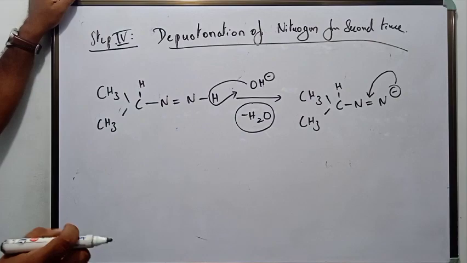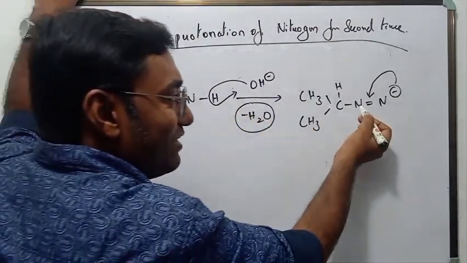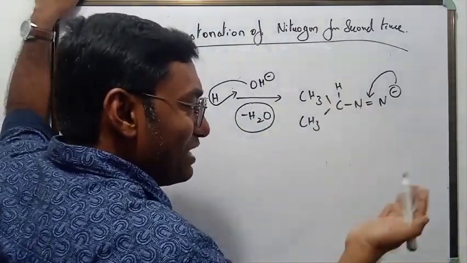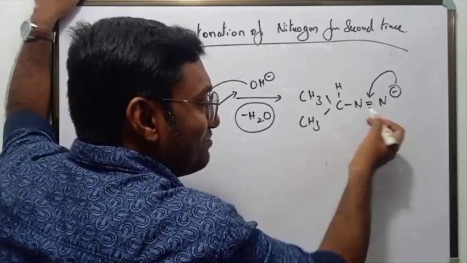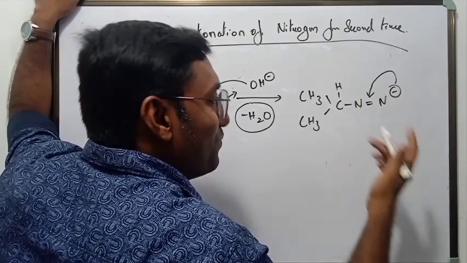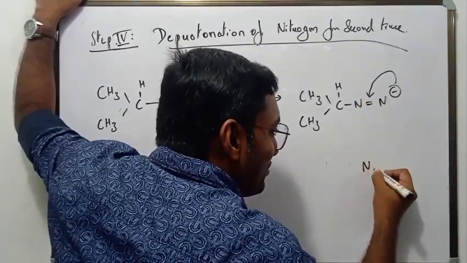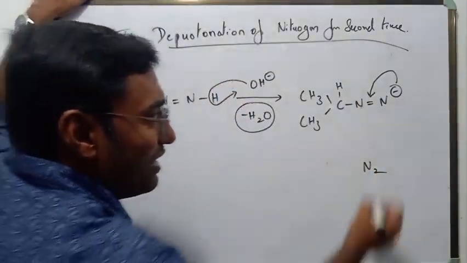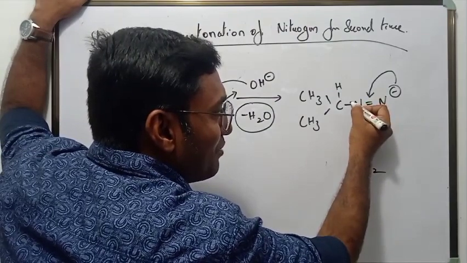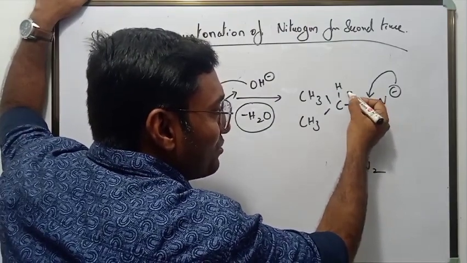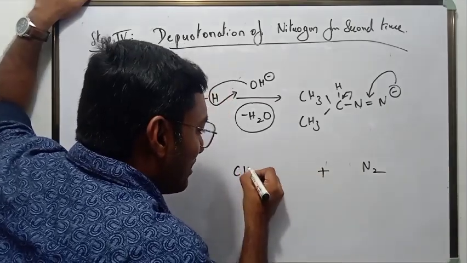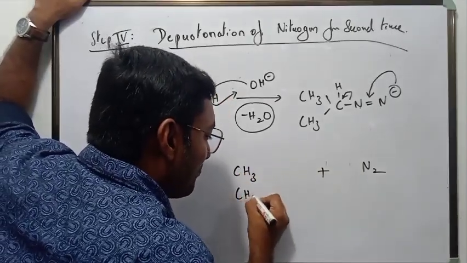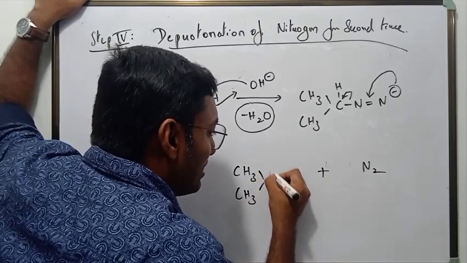There are 3 valence electrons in one nitrogen. It needs 3 more electrons. If it gets 3 more electrons from another nitrogen atom, it would go as N2. Correct? So you go as N2, and when it goes as N2, this pair of electrons is not needed now, so it goes here. So you get another carbon anion, like this.